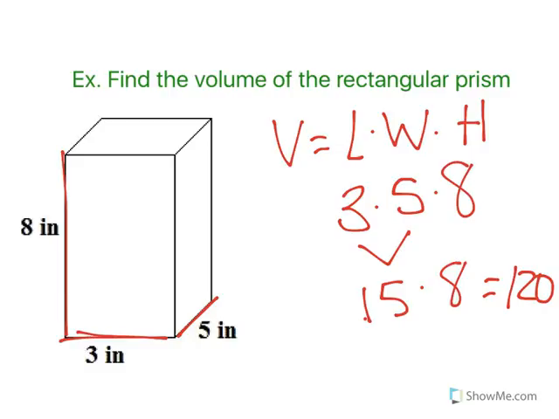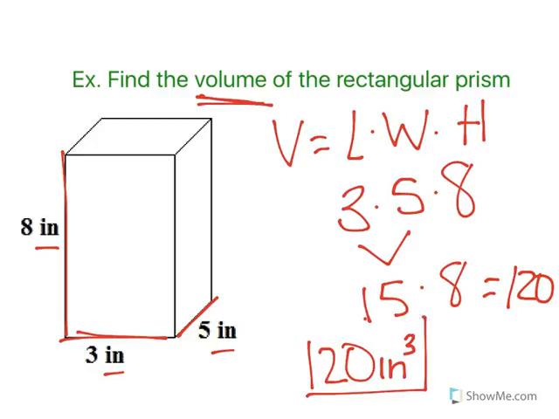Now, I'm not done. I have to include my units because I'm solving for volume. Volume is always to the third power because you're multiplying 3 different dimensions. So my final answer is 120 inches to the third power, or inches cubed. Super easy to start us off in this video.